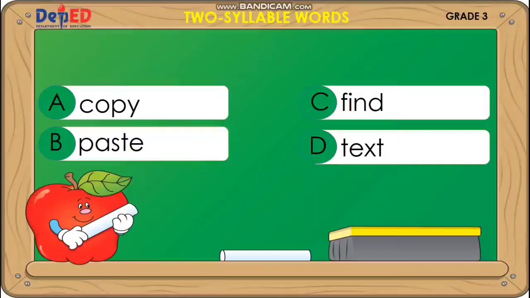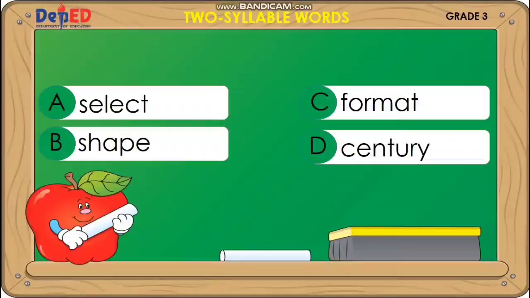Next, A. Copy. B. Paste. C. Find. D. Text. What is the two-syllable word in this group of words? Very good. The answer is copy.